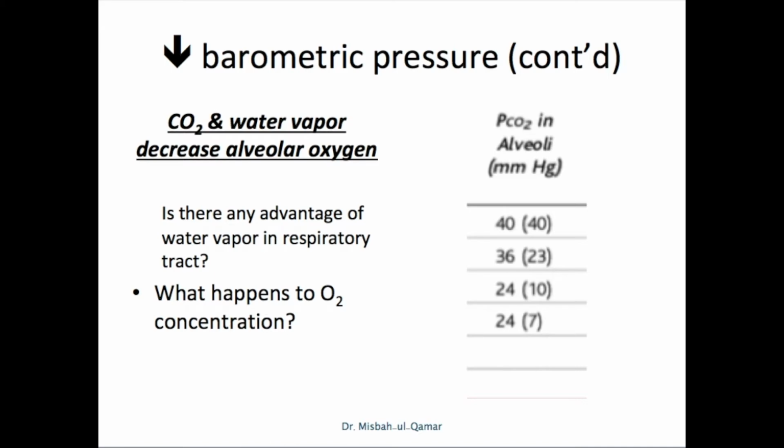Let's assume we are at Babusar Top in the northern areas. Now the carbon dioxide is continually excreted from the pulmonary blood into the alveoli, and water also vaporizes into the inspired air from the respiratory surfaces. So these two factors dilute the oxygen in the alveoli, which results in a reduction in oxygen concentration.